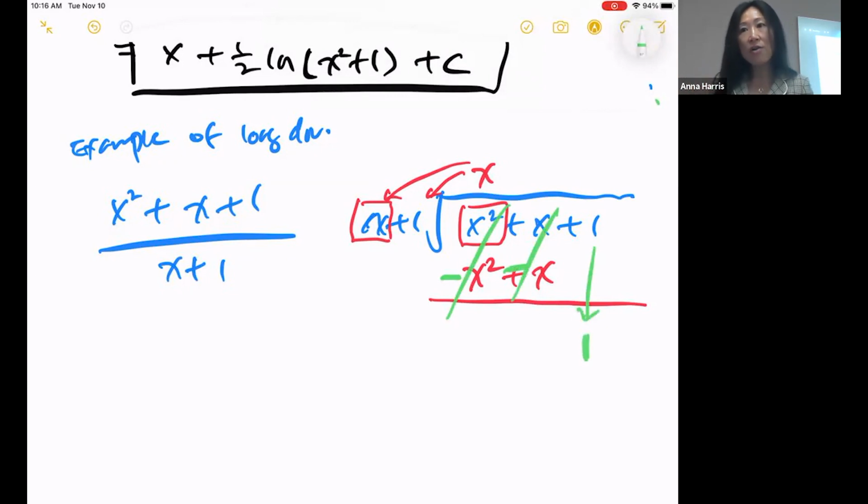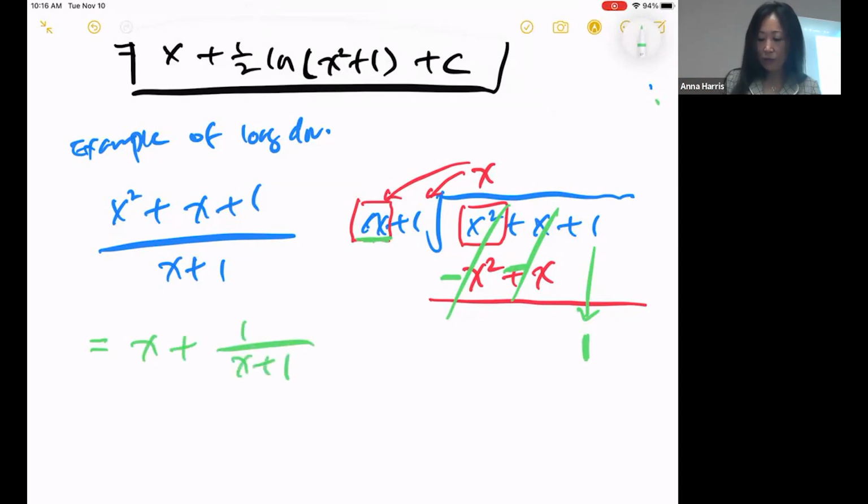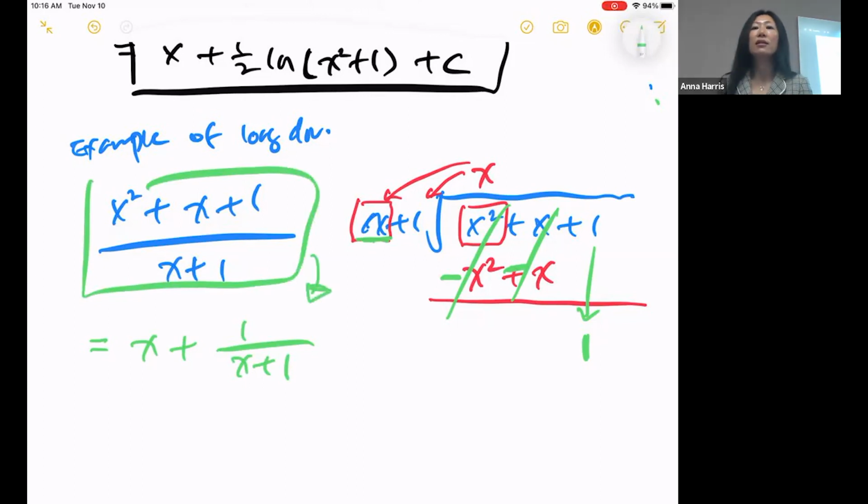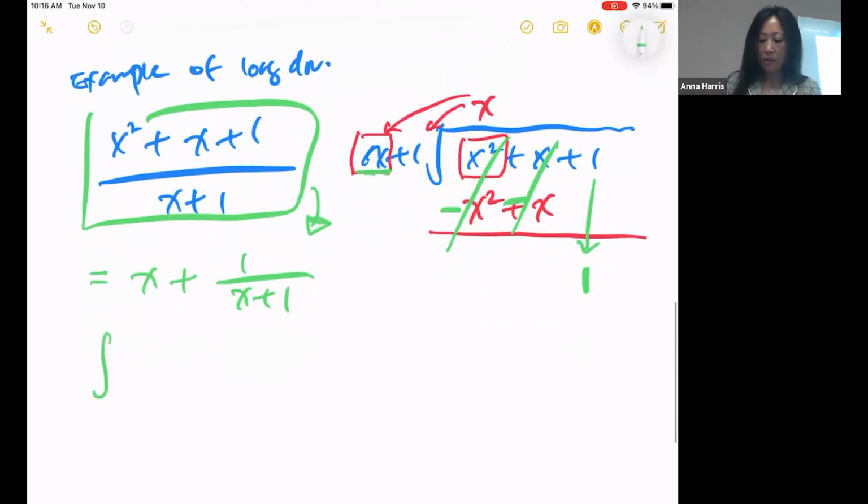1. As you know, I need to stop there because there's no way you can make x to be 1. So that becomes a 1, your remainder. So this problem, I can rewrite it as x plus 1 over x plus 1. This is equivalent to that. So if I give you this problem as your integration problem, you're going to rewrite it.